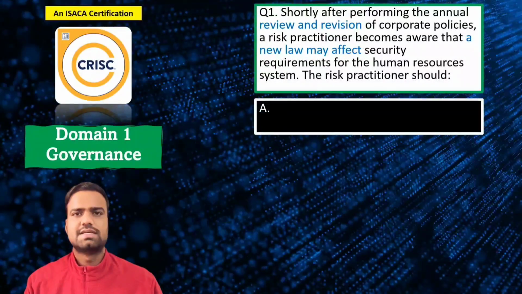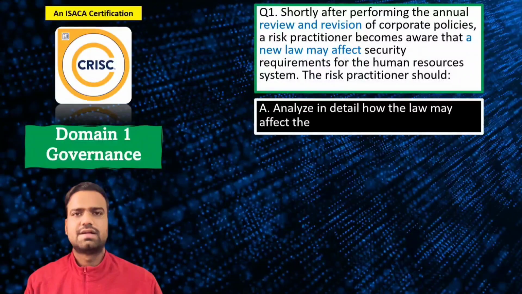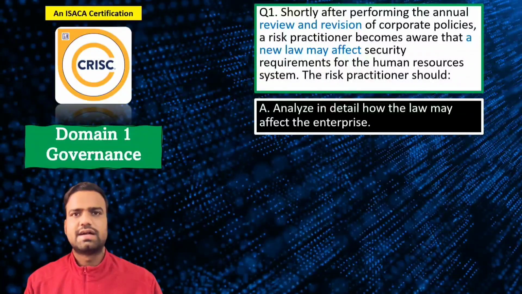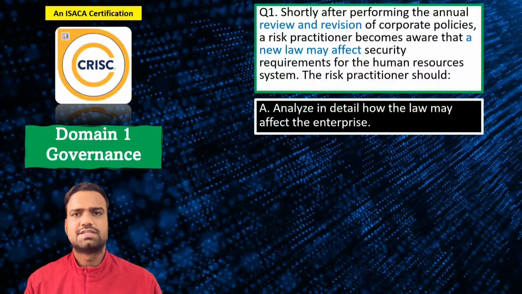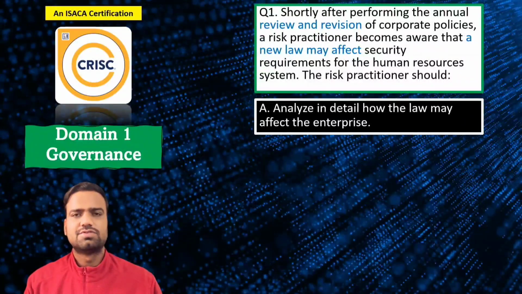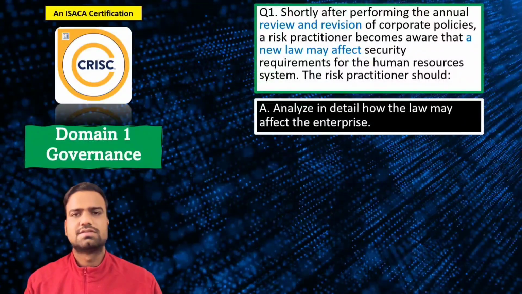Option A, analyze in detail how the law may affect the enterprise. Assessing how the law may affect the enterprise is the best course of action. Analysis should also include if existing controls already address the new requirements.